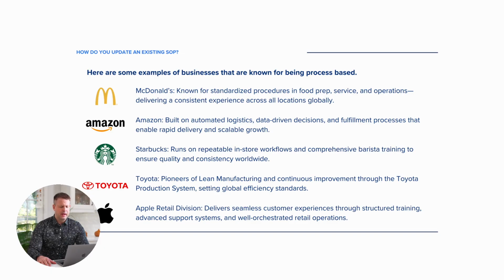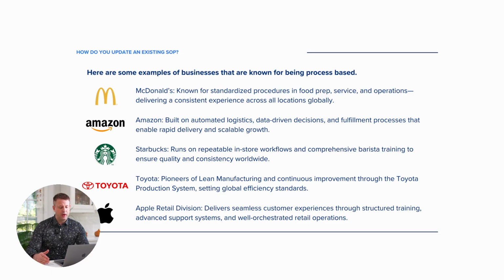Amazon, built on automated logistics, data-driven decisions, and fulfillment processes that enable rapid delivery and scalable growth. So not only are they inherently process-based, they're also a disruptive company, which is a very interesting blend. Starbucks: baristas, supply chain, so it runs on repeatable in-store workflows and comprehensive barista training to ensure quality and consistency worldwide. Toyota, so the lean production model. Toyota, pioneers of lean manufacturing and continuous improvement through the Toyota Production System. So they have their own proprietary system, which includes following processes.